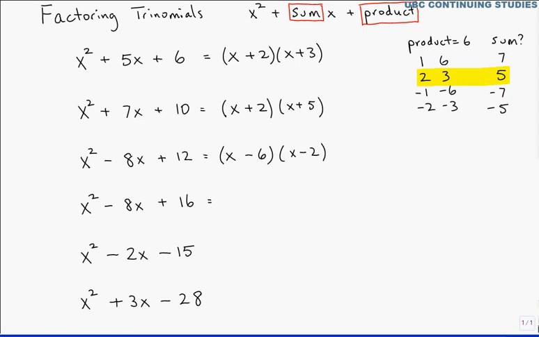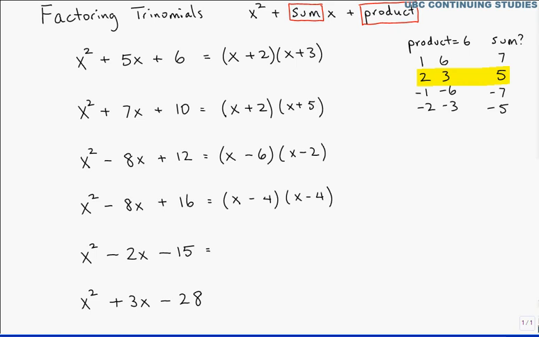Okay, again, we have a positive product. We have a negative sum. So both of them are going to be negative. Product of 16, sum of negative 8. The only way that's going to happen is if they're both negative 4. So x minus 4 and x minus 4.